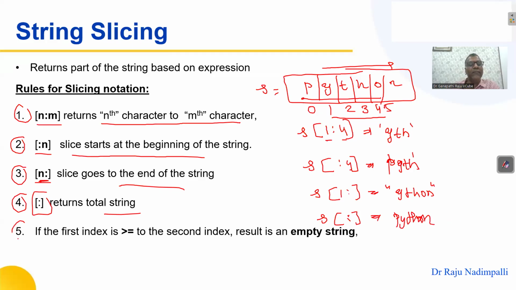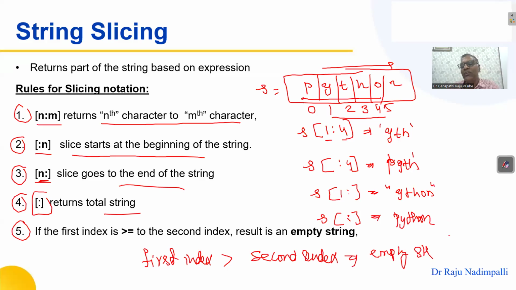And rule number 5: if the first index is greater than the second index, it will return an empty string. What is the meaning of an empty string? It will look like this. I hope everyone is okay. Now, for an example, s of 3 colon 5, can anyone tell me the output? Starting with the third index, it will go up to 4. The answer is HO. Now, if I ask s of 5 colon 3, can anyone tell me the output? The first index is greater than the second index, so it always returns the empty string.